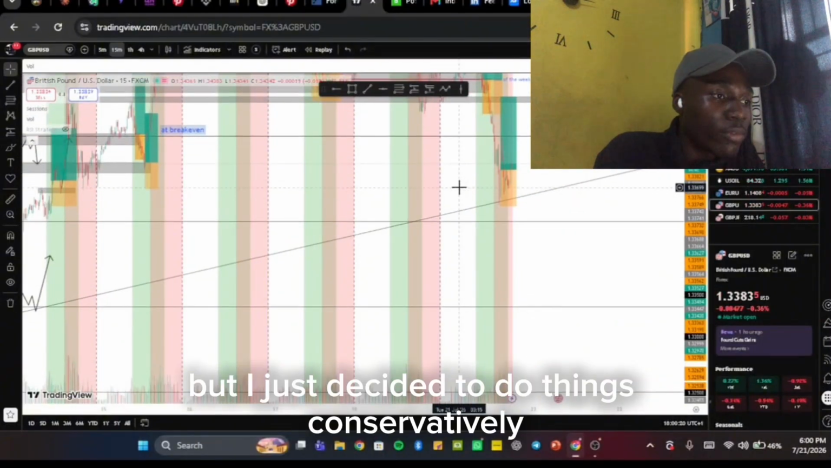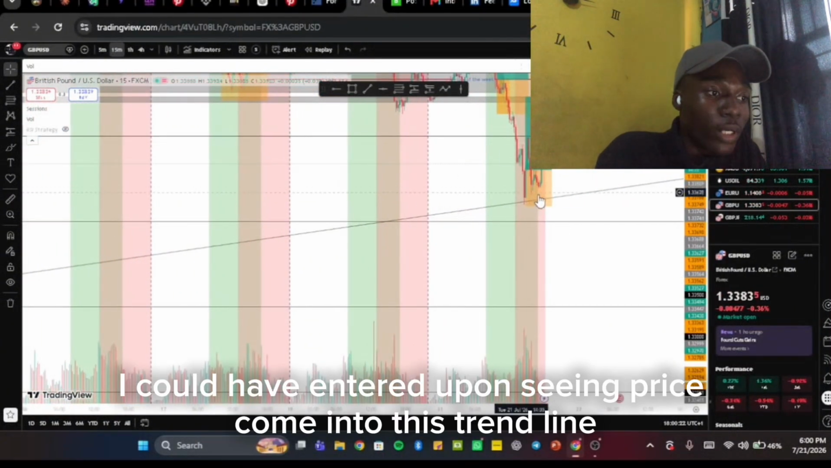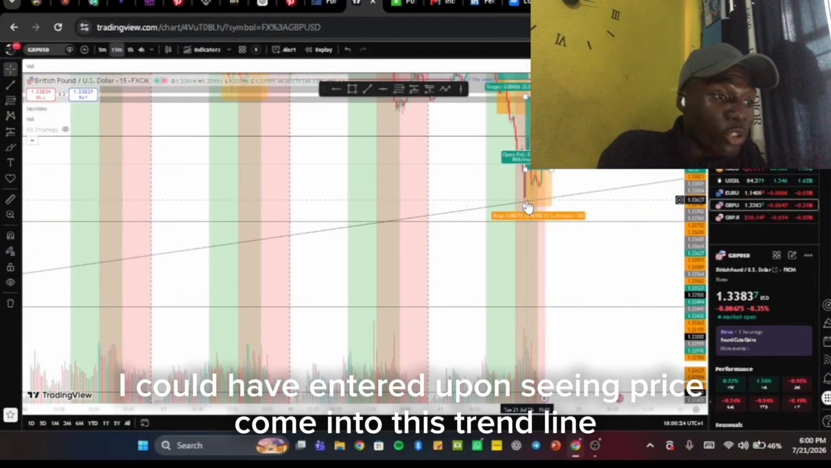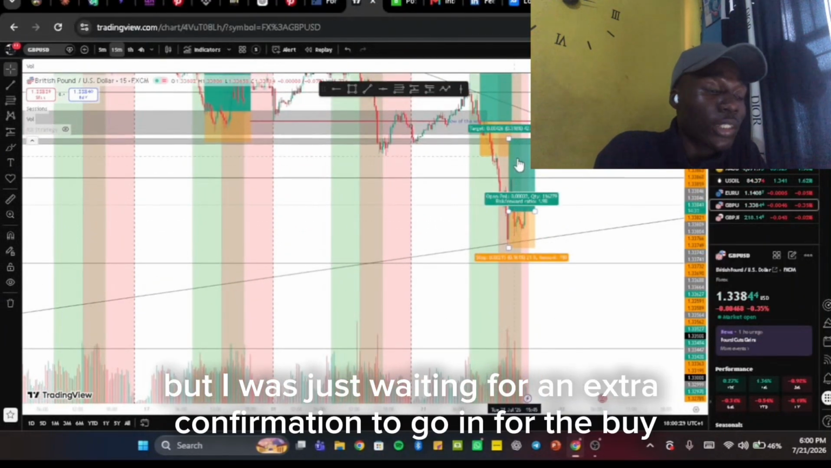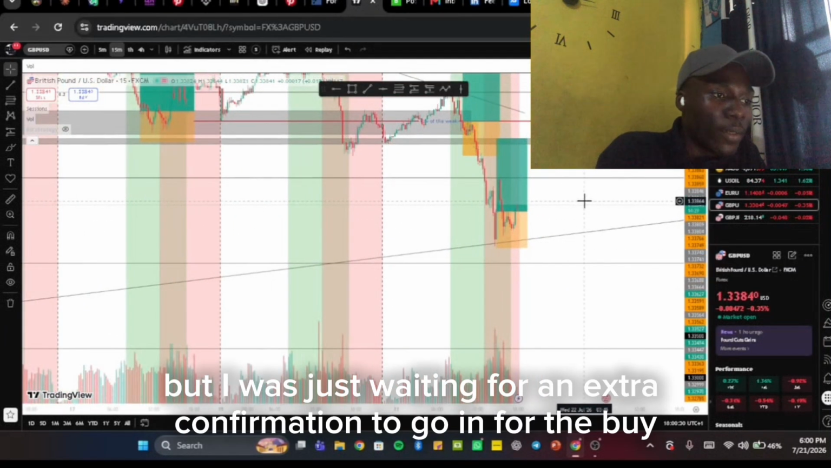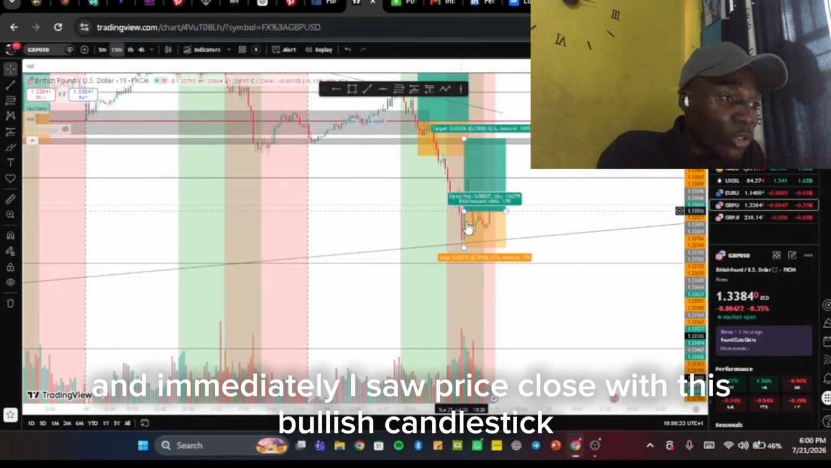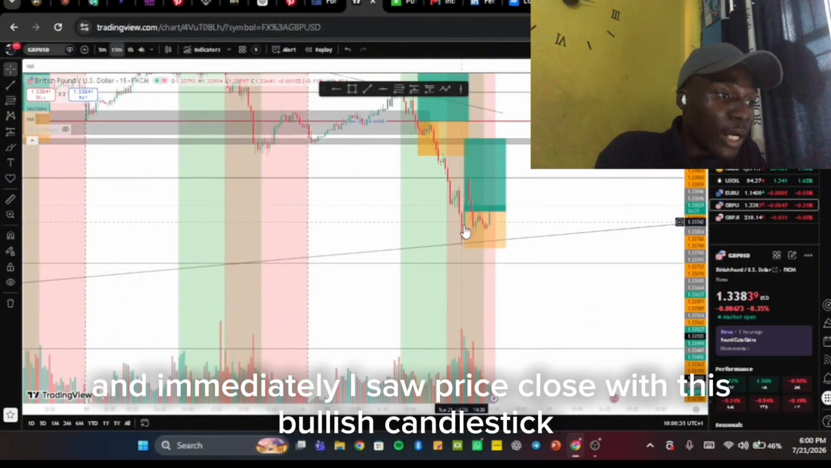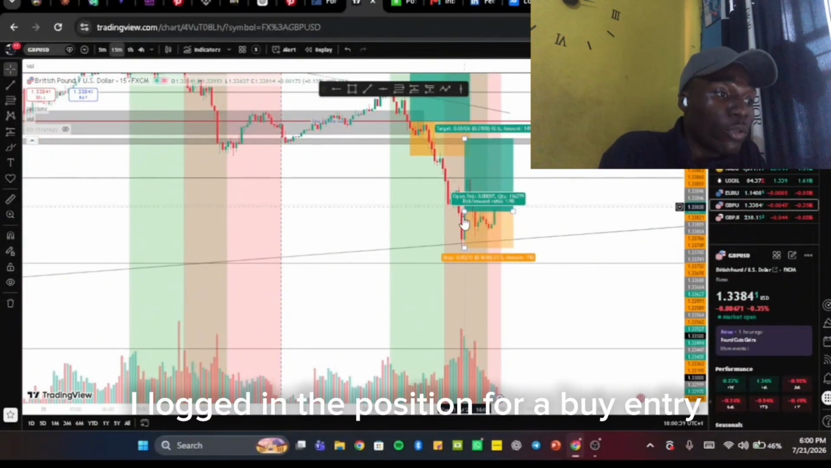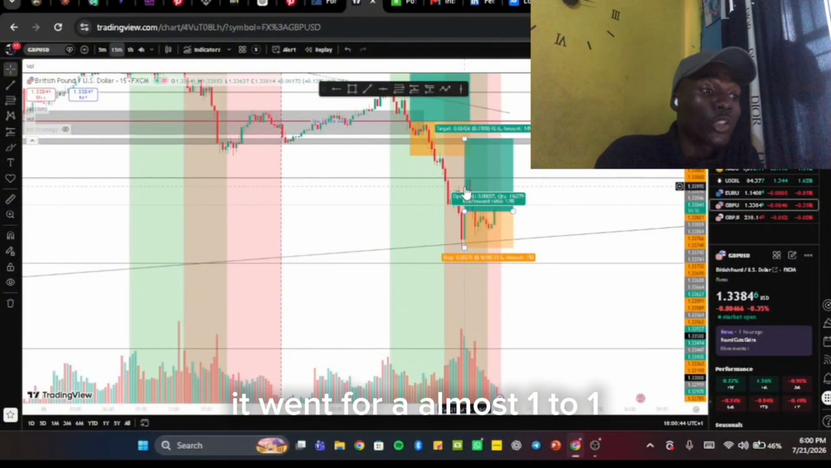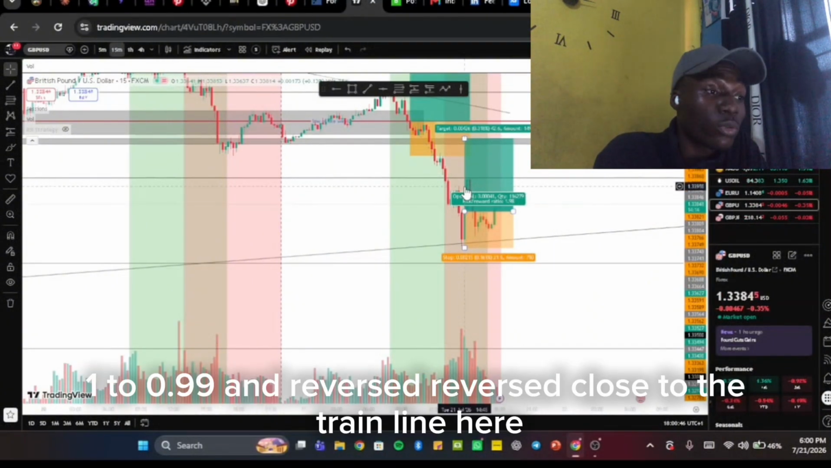to do things conservatively. I could have entered upon seeing price come into this trend line immediately, but I was just waiting for an extra confirmation to go in for the buy. And immediately I saw price close with this bullish candlestick above the initial bearish candlestick that was formed here. I locked in the position for a buy entry. It went for almost 1 to 1, it went for 1 to 0.99, and reversed close to the trend line here.